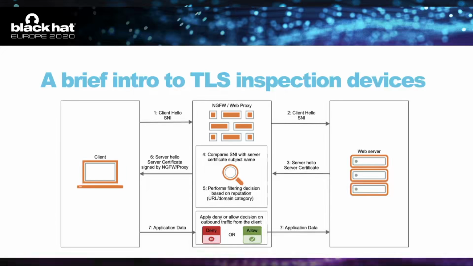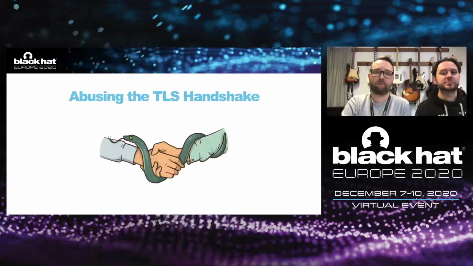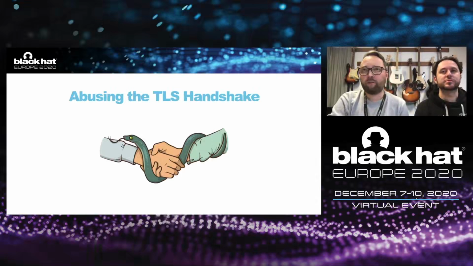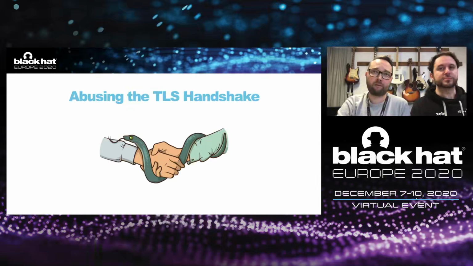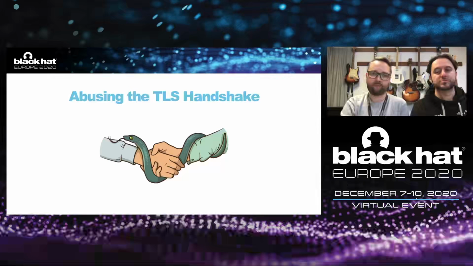So, what can we do with this? Well, based on how these devices work, we figured out a way to abuse the TLS handshake for exfiltration. In some devices, this will even trigger false negatives in the TLS inspection device logs, which we will show you later in our demo. But first, let's have a look at the client hello in a bit more detail.